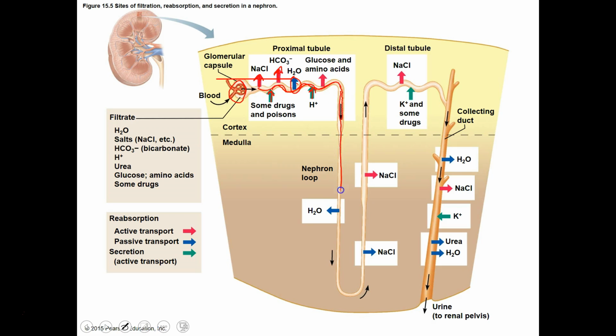This travels along, and now what you see in the descending loop here is a lot of water is reclaimed back into the body. Lots of water is reclaimed here, and then on the other side, on the ascending side of the loop of Henle, sodium chloride is being reclaimed. There's also some water reclaimed here. So water's being recollected all throughout the entire tubule.